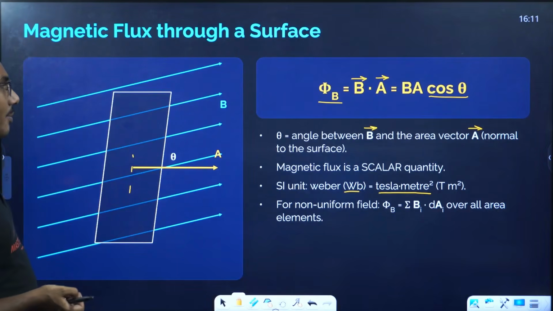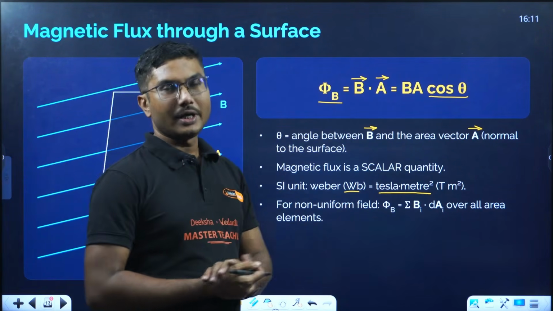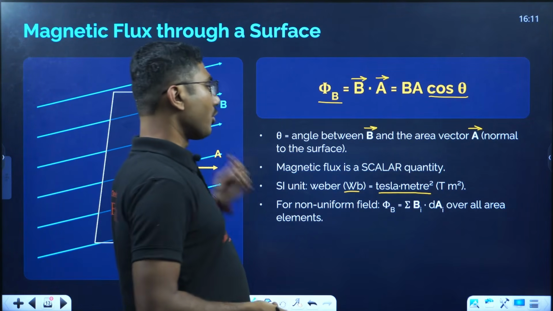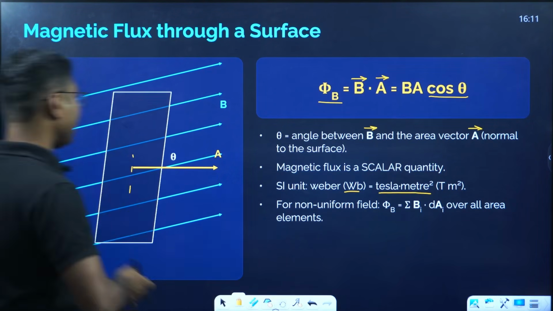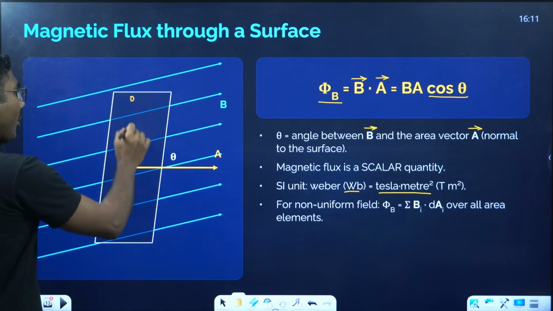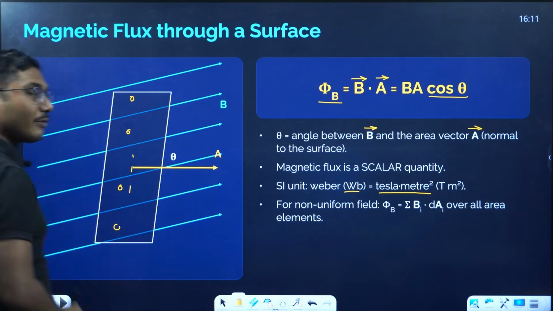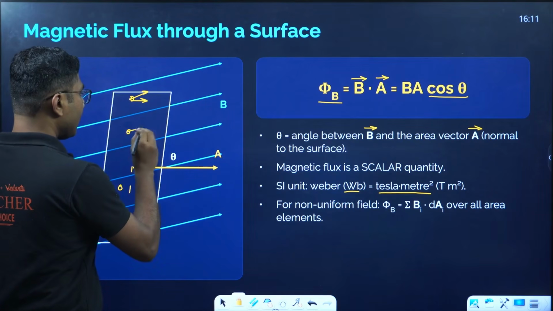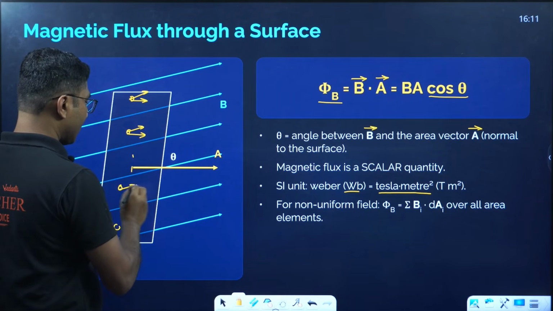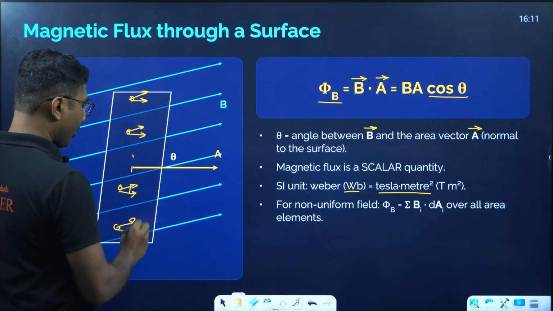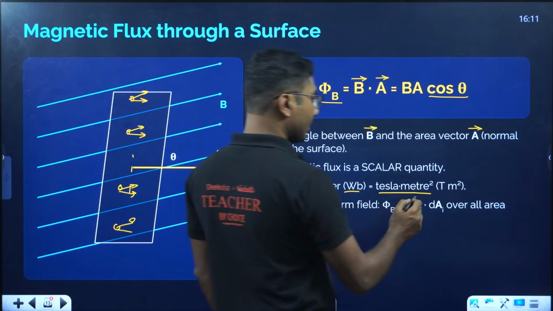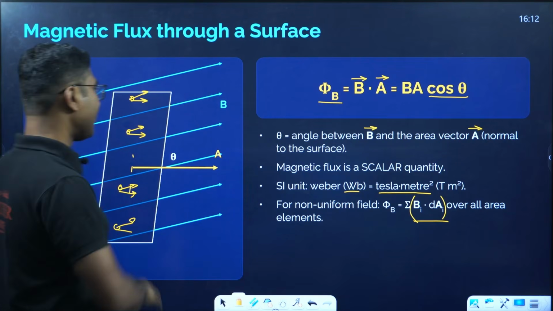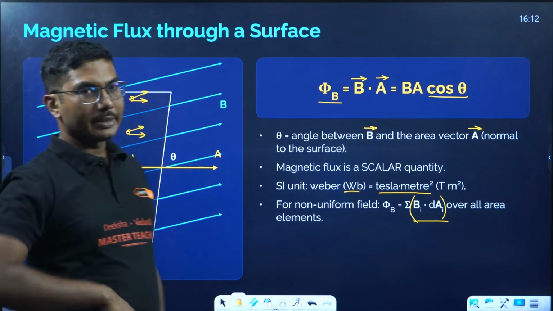If you multiply area with that, you get the unit of magnetic flux. Okay, for a non-uniform field, if the magnetic field is not uniform, it is varying from point to point, then how can you calculate magnetic flux? For individual points, you need to find these quantities, and then you have to add them separately. This is the individual point magnetic flux, and then you need to add them to get the total complete flux.